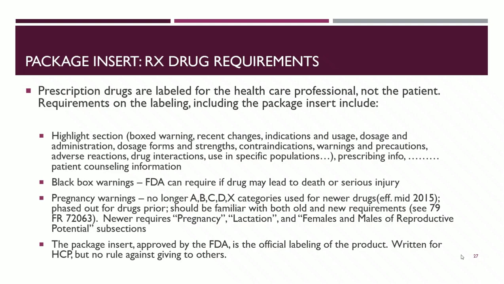Now, for pregnancy warnings, I want to mention that it falls within there. The reason I put the pregnancy warnings on here is because there was a rule that happened in 2015, so within the last decade. It used to be A, B, C, D, or X. They defined those categories, but now drugs that have been approved since then, and drugs before then that they requested to, go with these headings: the drug in pregnancy, lactation, females and males of reproductive potential, and then there's information under those.